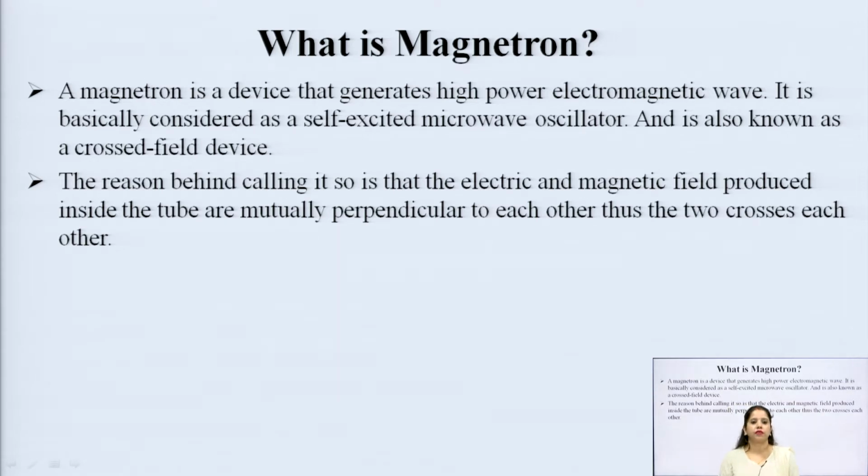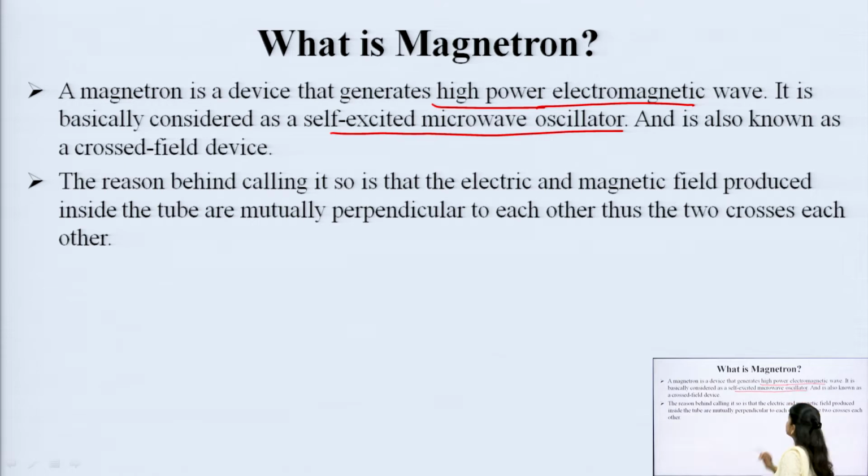So, what is magnetron? Magnetron is a device which generates high power electronic wave and it is a self excited microwave oscillator. So, what is the difference between a klystron, which we have already discussed in the last lectures, and the magnetron? The first difference is it is a self excited oscillator. That means it will start oscillating even if no RF signal is applied to it.